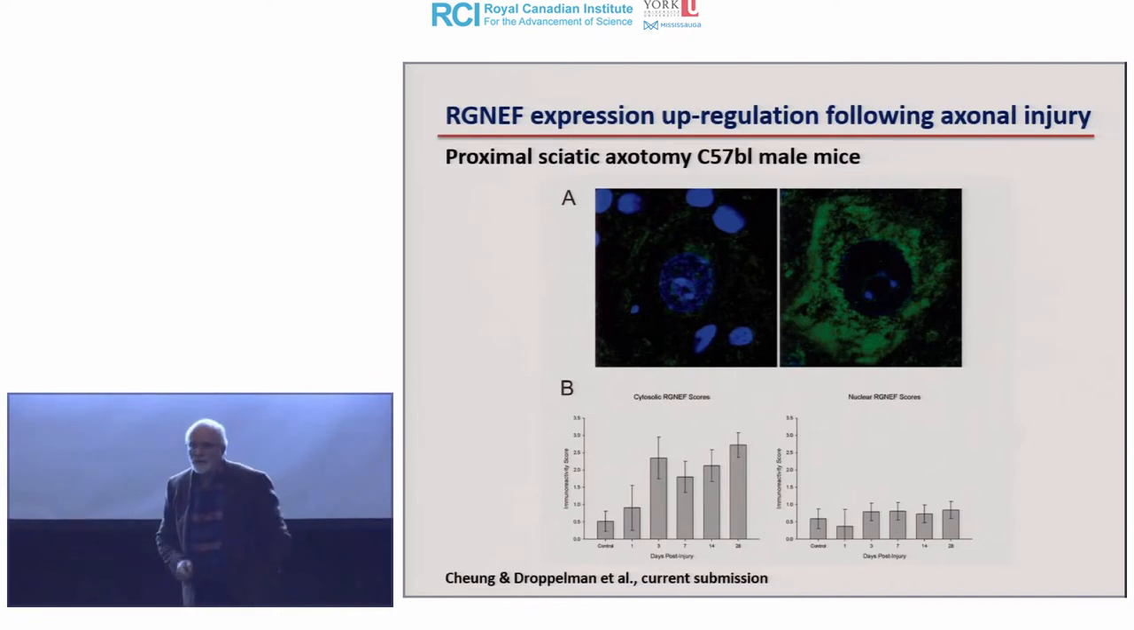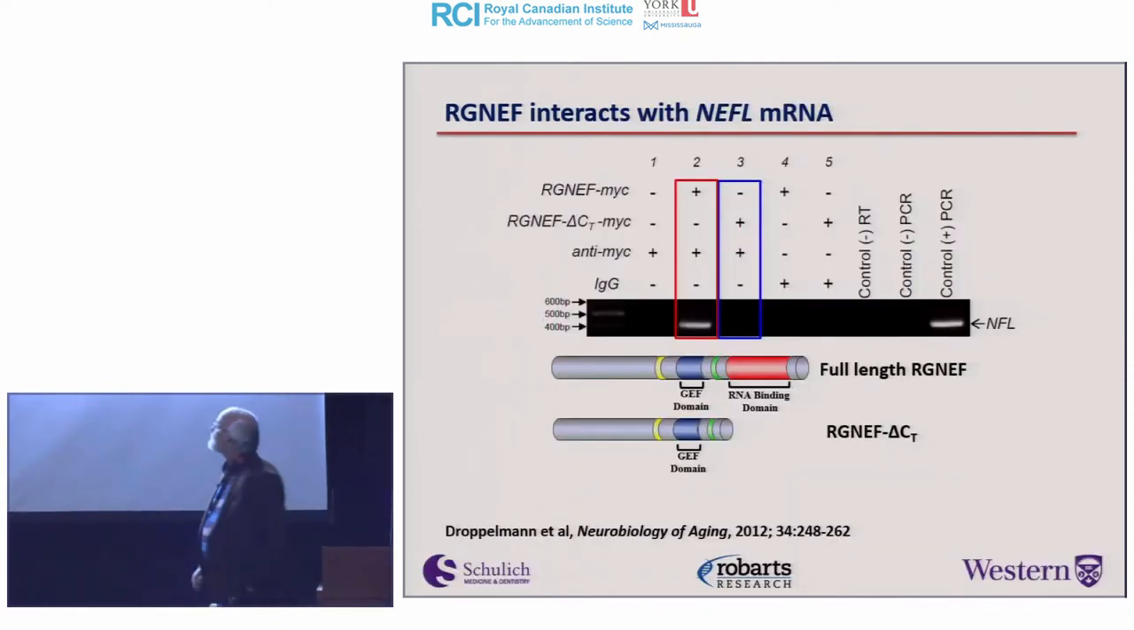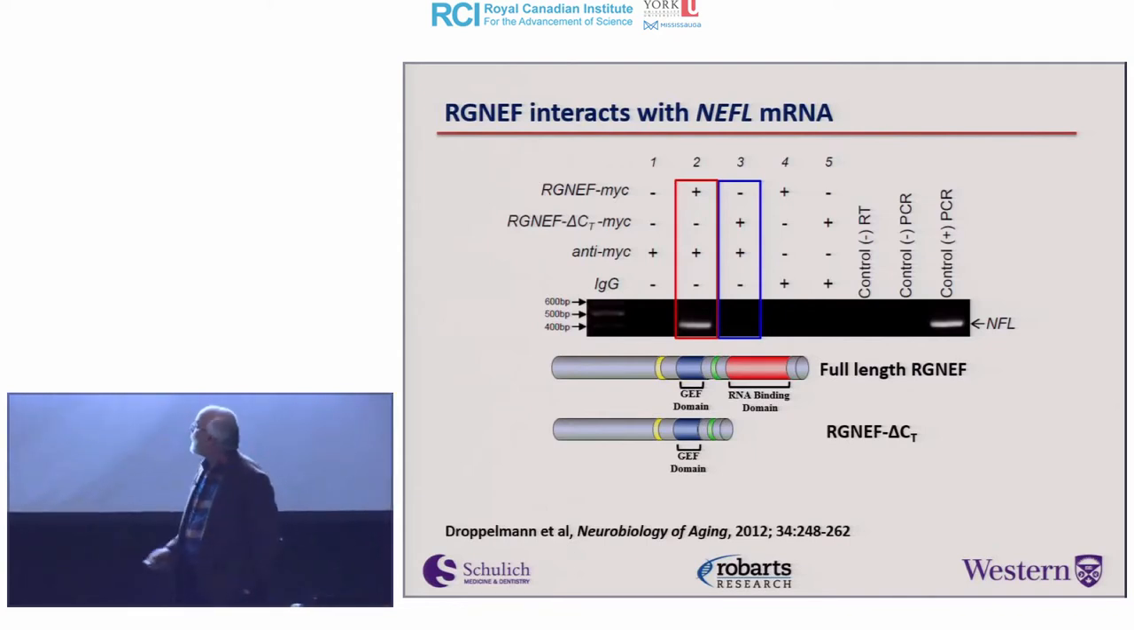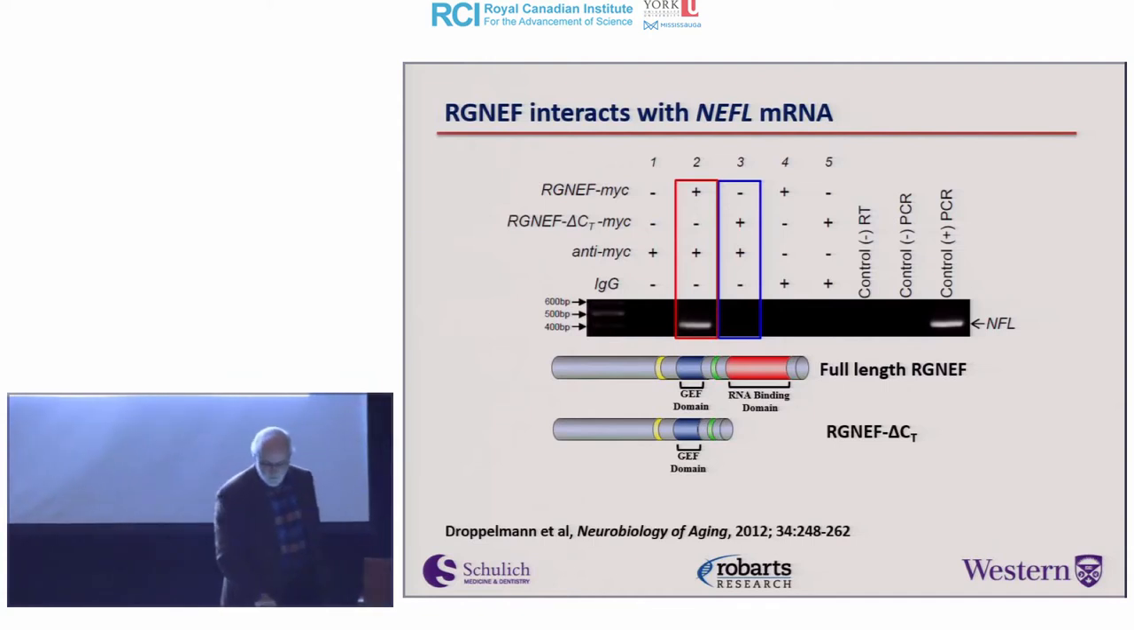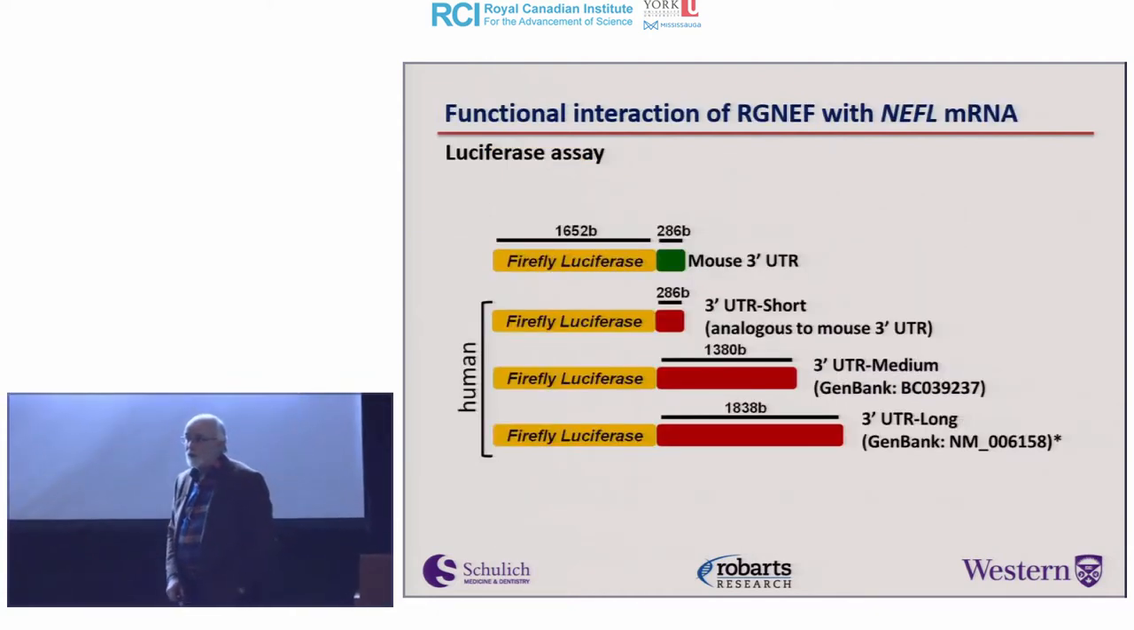This green is where we've marked it. Right? So it does what it's supposed to do. It goes up in response to a neuronal injury. We know that it binds NFL, the low molecular weight RNA. That's what this series of experiments proved. So it's key to regulating that highway. Right? Definitely something we wanted to see. We wanted to ask the question, is it truly functional? Right? Can it do that?